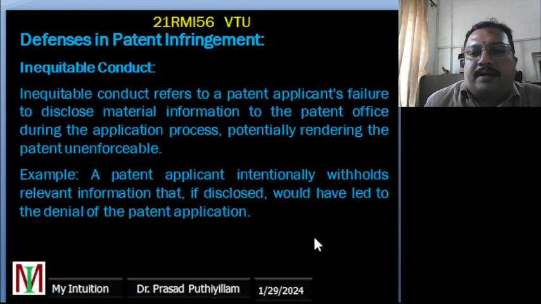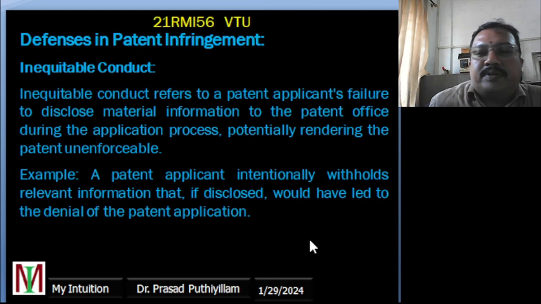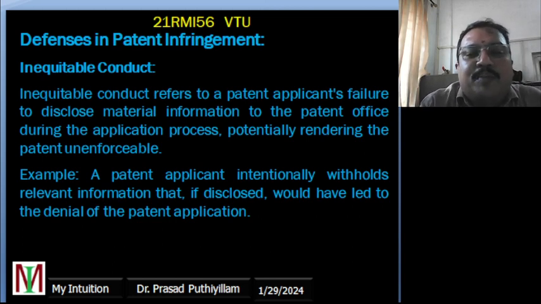The next one is inequitable conduct. Inequitable conduct refers to the patent applicant's failure to disclose material information to the patent office during the application process, potentially rendering the patent unenforceable. For example, a patent applicant intentionally withholds relevant information that, if disclosed, would have led to the denial of the patent application, because he knows that it's not a perfect device, not a patentable device. Some loopholes are there. He hides those loopholes and then applies for the patent. Then it is called inequitable conduct.